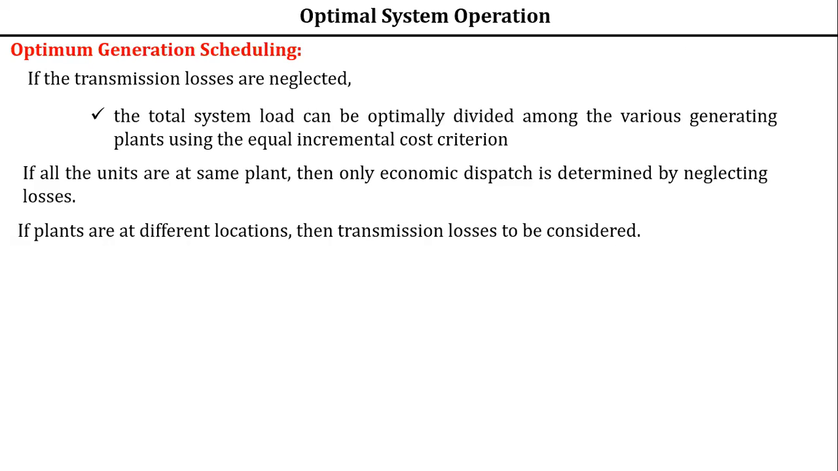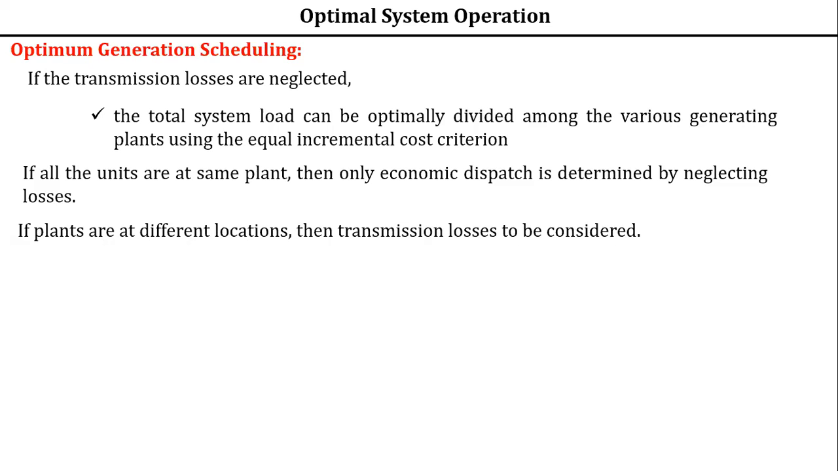Why am I saying it? Because sometimes they may not ask you whether to neglect losses or consider losses. So looking into the situation, if an example has been given saying that all the units are at the same plant, obtain the optimal dispatch, that means same plant, all the units, so no power transfer is taking place. So no transmission loss. So therefore, what is the coordination equation or optimal dispatch criteria with neglecting losses? All incremental fuel costs will be the same for all the plants.